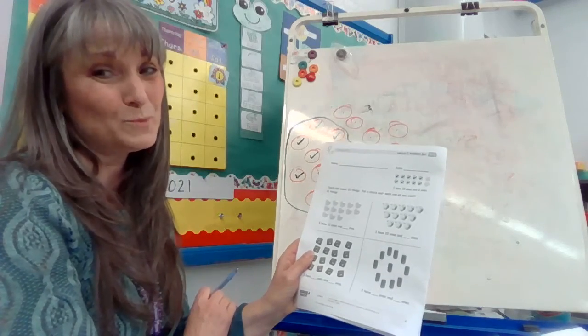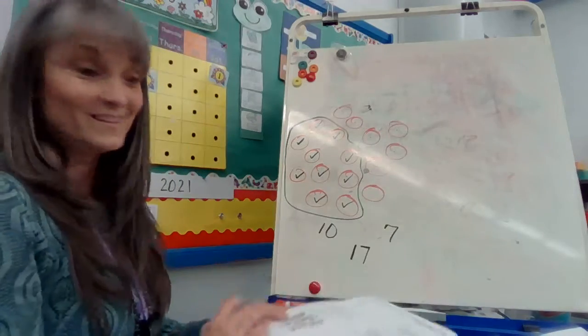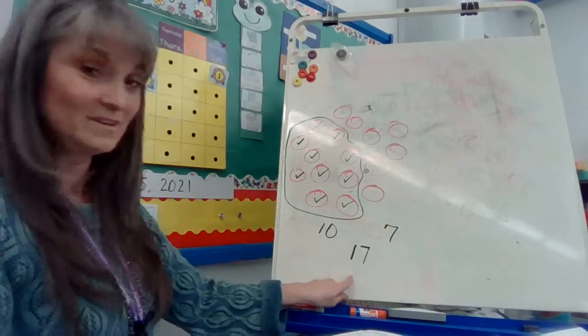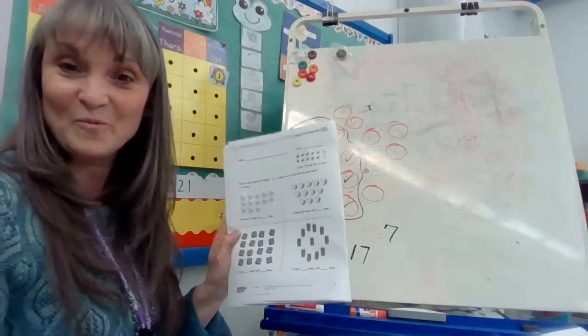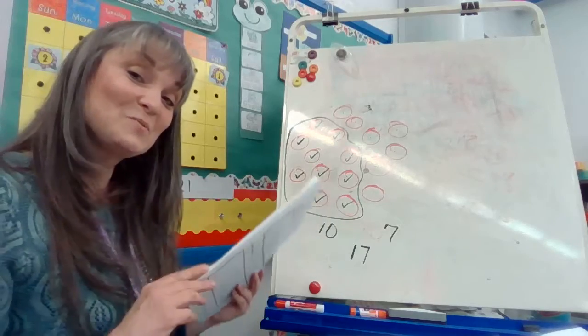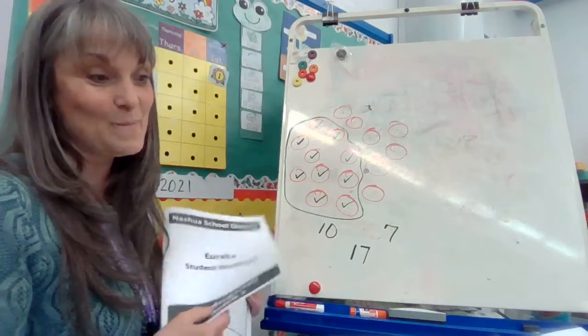And if you are super smart and you want to write, like I did, 10 and 7, and you want to write 17, go right ahead. So you have 2 pages to work on today, all about making 10s.